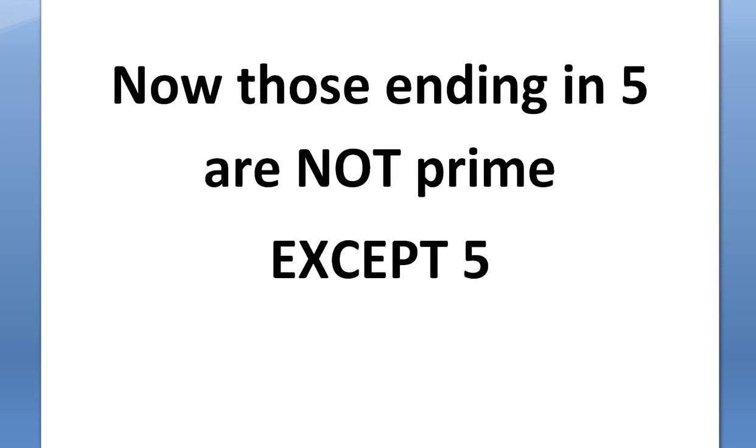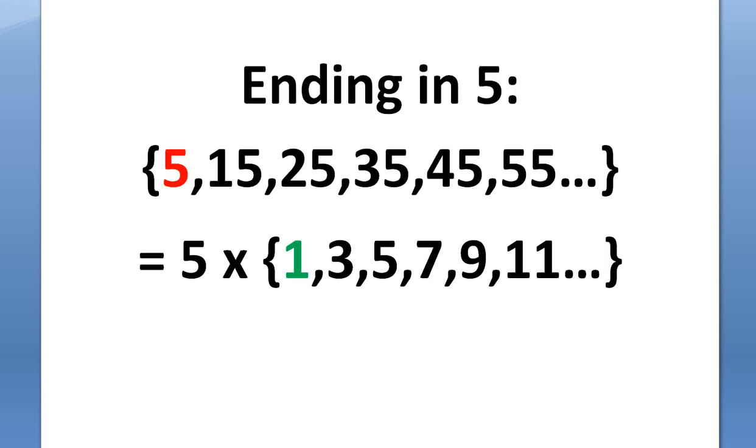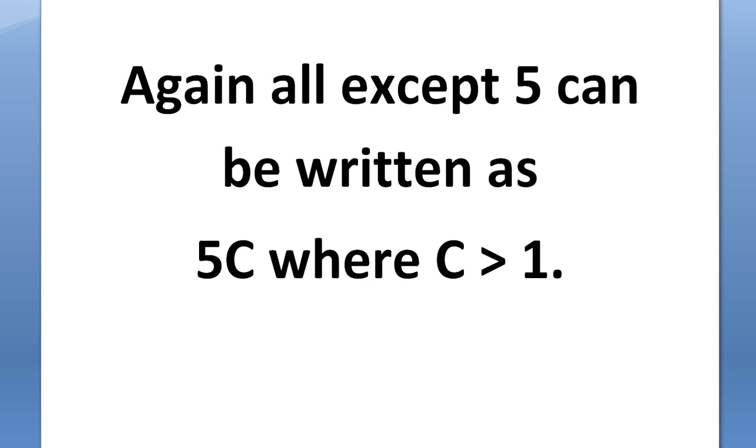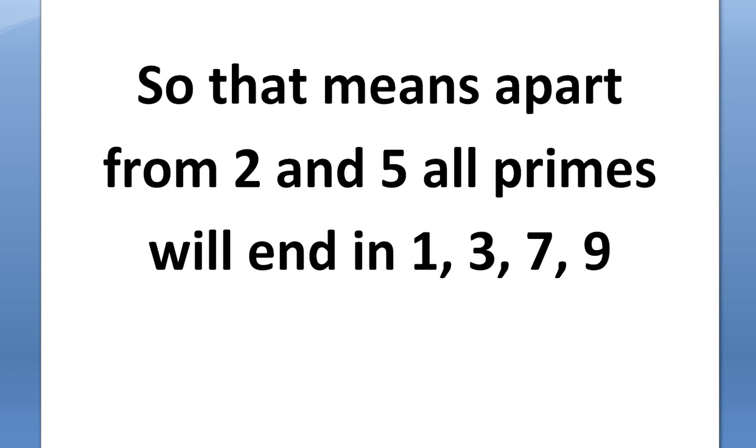Now those ending in 5 are not prime, except 5. So ending in 5, we have 5, 15, 25, 35, 45, 55, an arithmetic progression, common difference of 10. We can write that as 5 times 1, 3, 5, 7, 9, 11. So notice apart from the first one, they are all 5 times something bigger than 1. So all except 5 can be written as 5c, where c is bigger than 1. So that means apart from 2 and 5, all primes will end in 1, 3, 7 and 9.